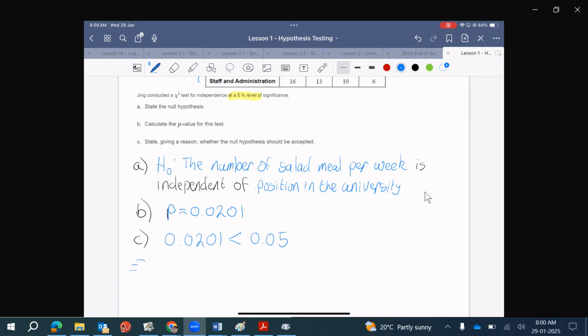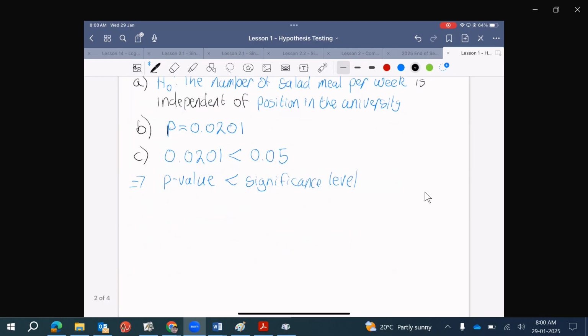This implies that the p-value is less than the significance level. There are two possible outcomes. We are either going to reject or fail to reject. So when we compare, we are either going to reject or fail to reject. Which one will we do this time? Reject. Why?